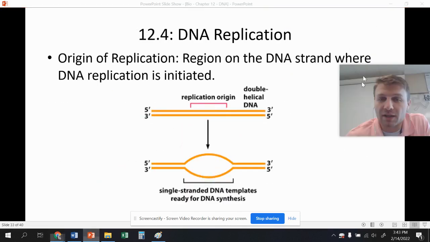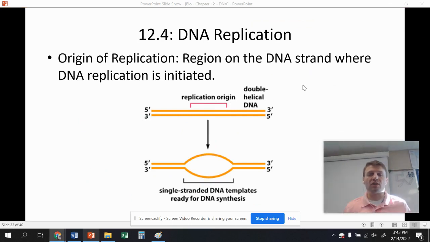So the origin of replication. The origin of replication is the region on the DNA where the DNA is going to be initially replicated. So this is the start of replication. So right here, origin of replication.